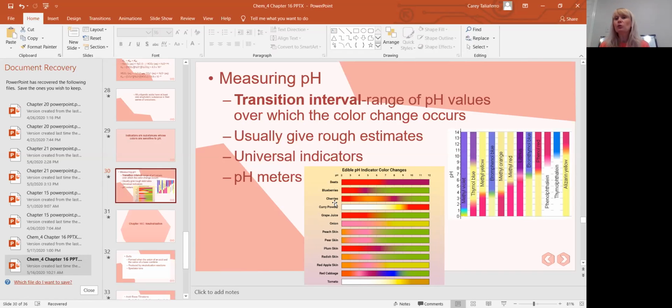So it depends on what you need in a lab. If you need to know the exact pH, you cannot use these indicators. They don't tell you. If you just need to know whether something is a stronger acid or a weaker acid, or a stronger base or a weaker base, just a general knowledge, the indicators are good. But you do not want to use them for exact measurement. You need a pH meter for that.